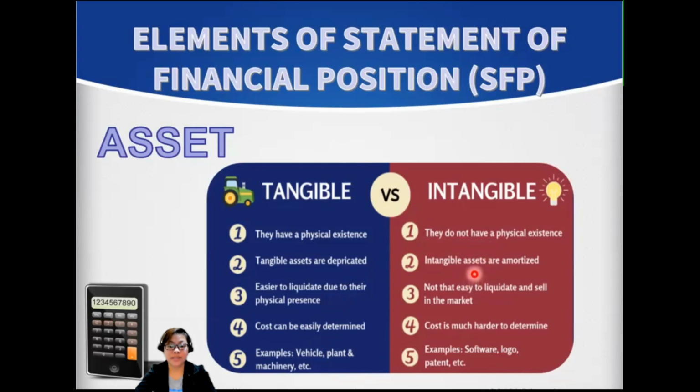Okay, intangible assets are amortized, not that easy to liquidate and sell in the market. So cost is much harder to determine. Examples of these are the software, the logo, the copyright, the patent.